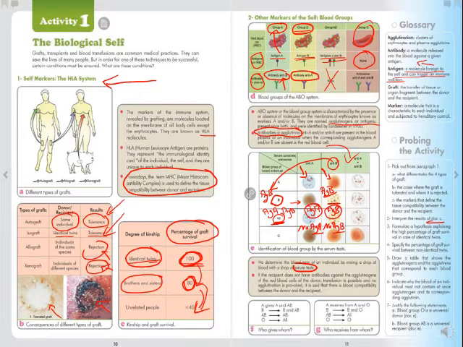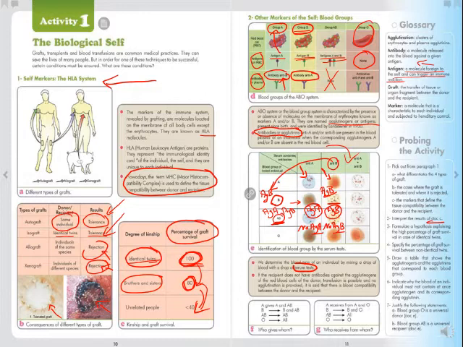If the recipient doesn't have antibodies against the agglutinogens of the red blood cells of the donor, transfusion is possible, and no agglutination is provoked. It is said that there is blood compatibility between the donor and the recipient. Part 5, they said draw a table that shows agglutinogen and agglutinin. We're going to draw this.